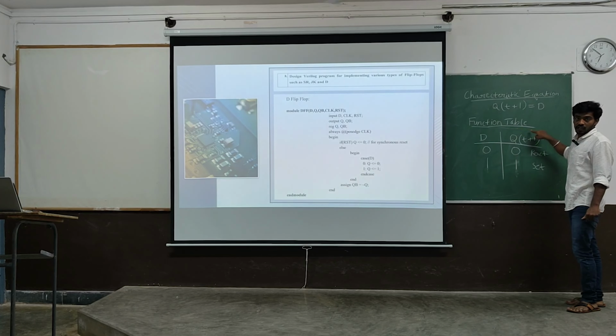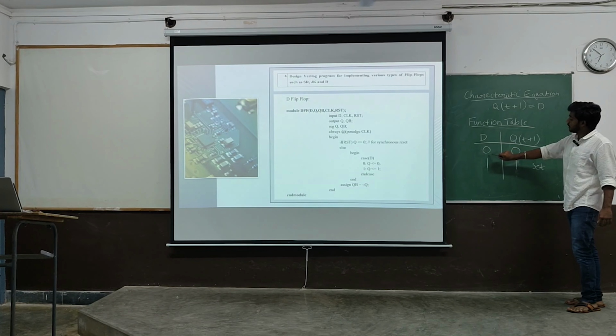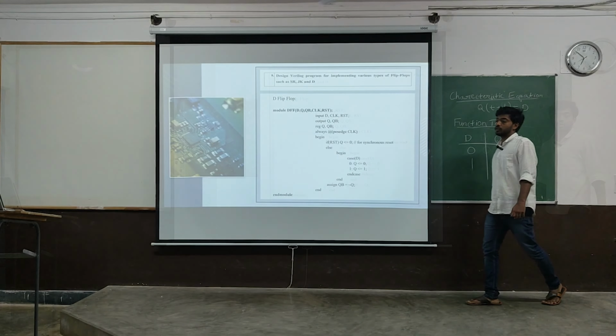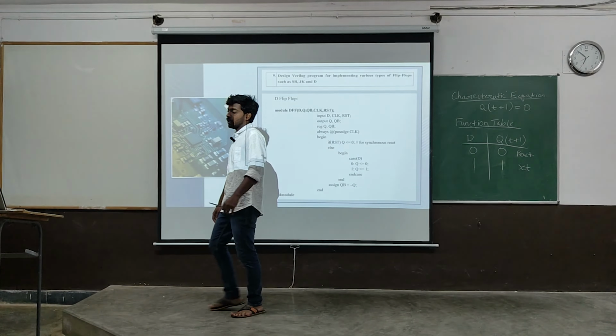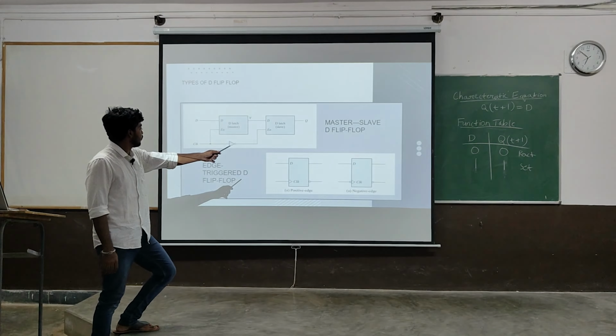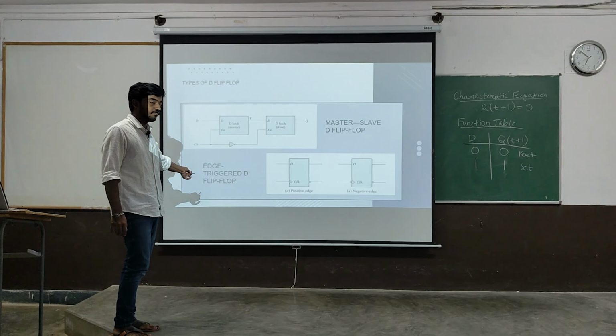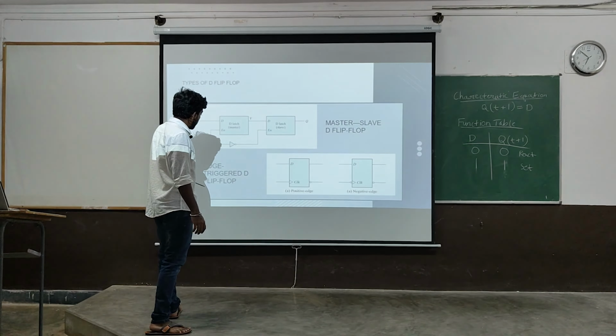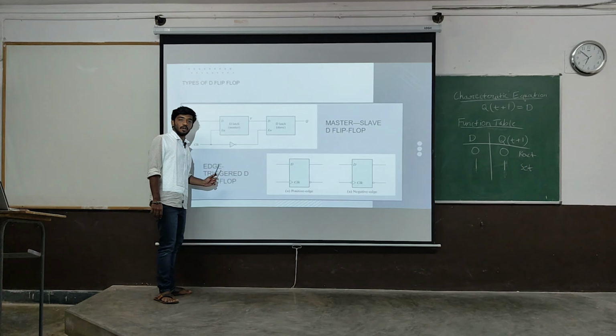And this is the function table of D flip-flop. The input is 0, the output is 0. The input is 1, the output is 1. We are going to see two types of D flip-flop: one is the master slave D flip-flop and the other is the edge triggered D flip-flop. We are going to execute the edge triggered D flip-flop in the lab.